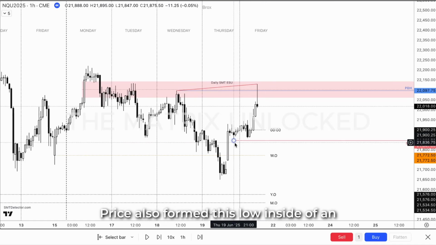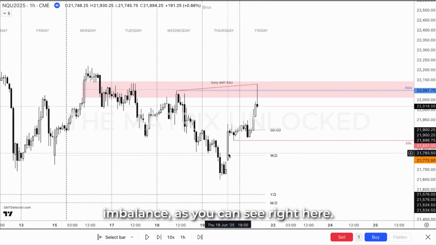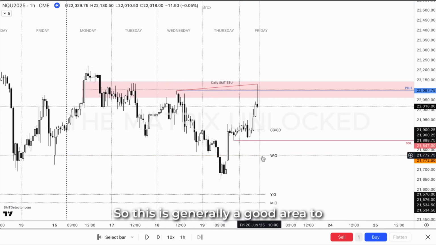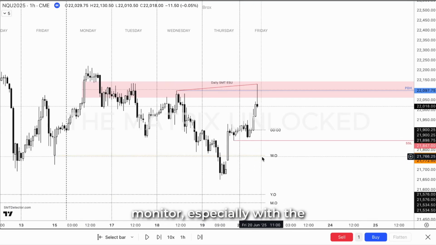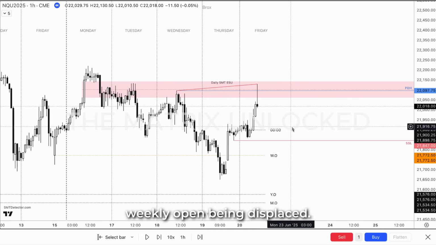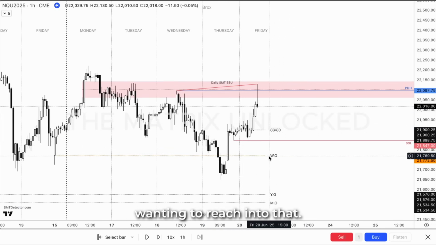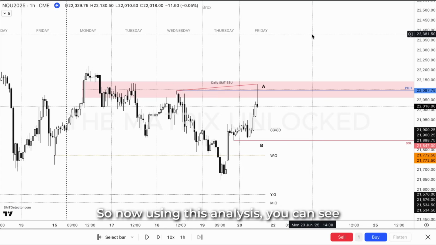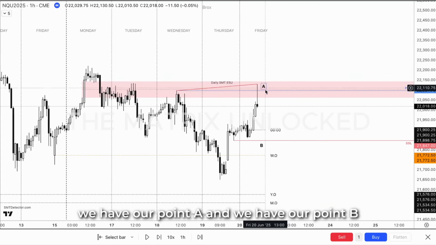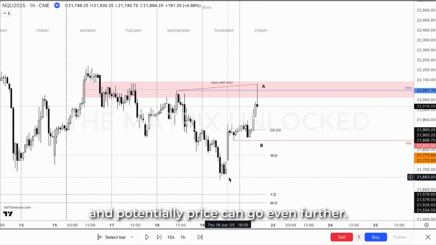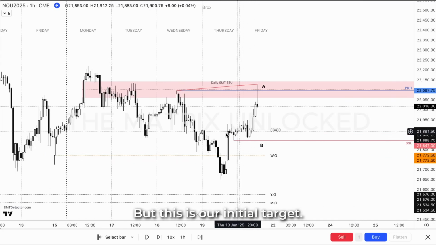Price also formed this low inside of an imbalance, as you can see right here. So this is generally a good area to monitor, especially with the weekly open being displaced. We can anticipate price also wanting to reach into that. So now using this analysis, you can see we have our point A and we have our point B, and potentially price can go even further, but this is our initial target. The first target should always be original consolidation.